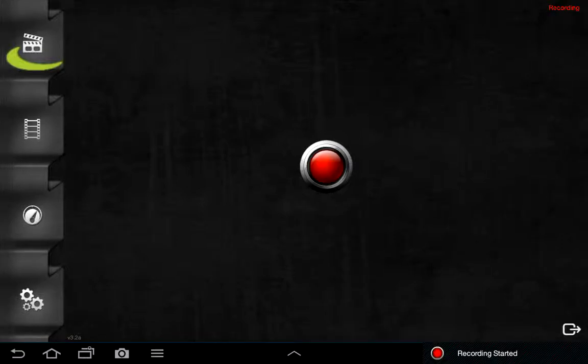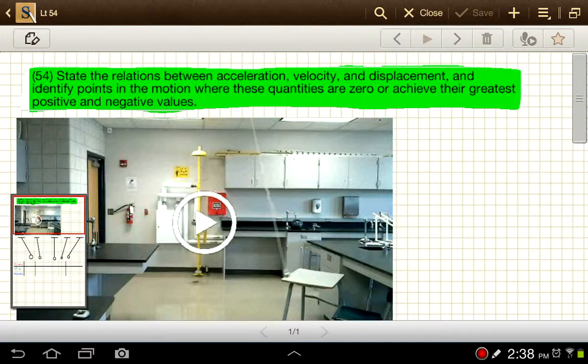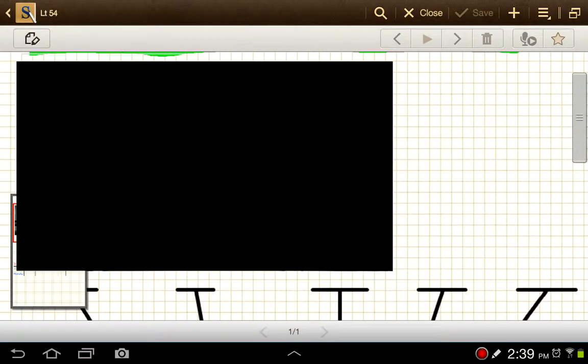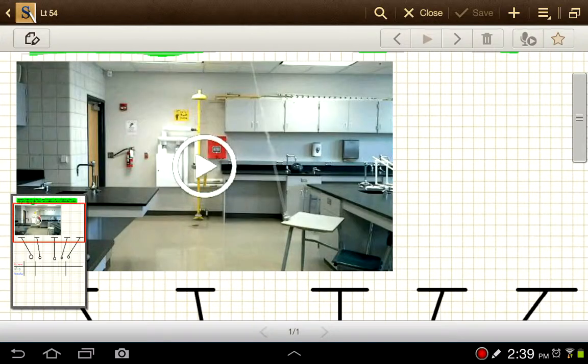For an object undergoing simple harmonic motion, its speed, or velocity I guess, displacement and acceleration are all going to be changing consistently. So we're going to need to spend a little time looking at where each of those is going to be a maximum and a minimum value.